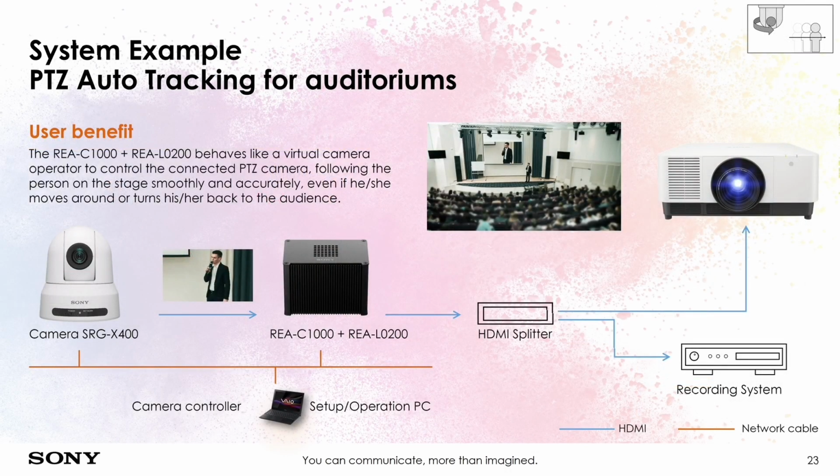This is the system example of PDCO tracking for an auditorium with a PTZ camera SRG-X400 and REC-1000 plus L200 PDCO tracking license. The camera can track the presenter consistently, and the tracked image will be distributed through an HDMI splitter to the projectors in the auditorium and also to the recording system.